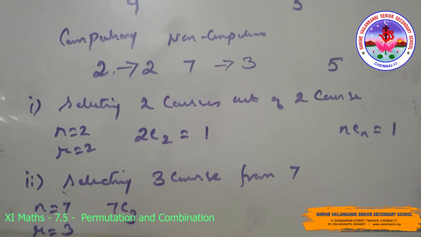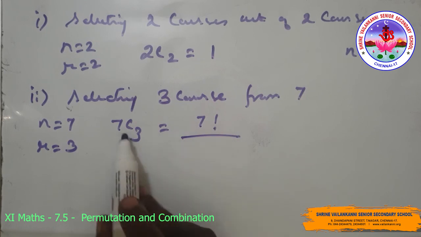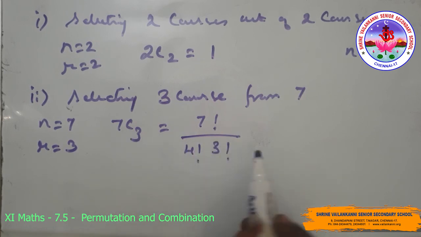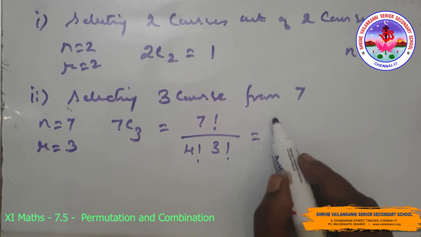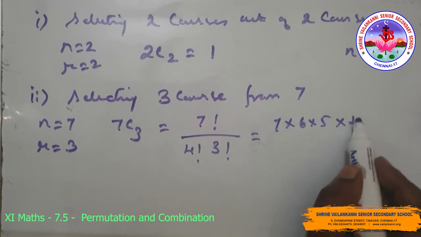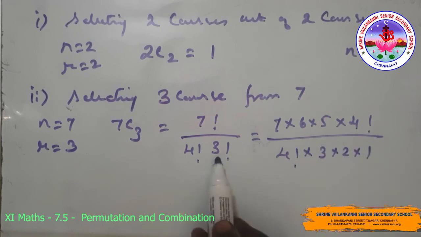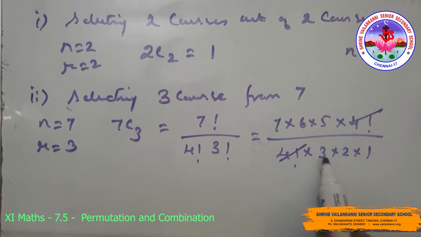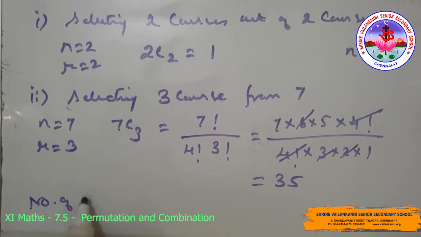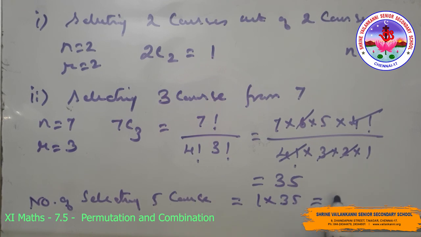So 7C3. Using the formula, 7 factorial by 7 minus 3, 4 factorial into 3 factorial. 7 into 6 into 5 into 4 factorial by 4 factorial into 3 into 2 into 1. So I'm writing 3 factorial as 3 into 2 into 1. Cancelling this, 3 into 2 is 6. Cancel this. We get 35. So using the fundamental principle of counting, the number of ways of selecting 5 courses is 1 into 35, which is equal to 35.